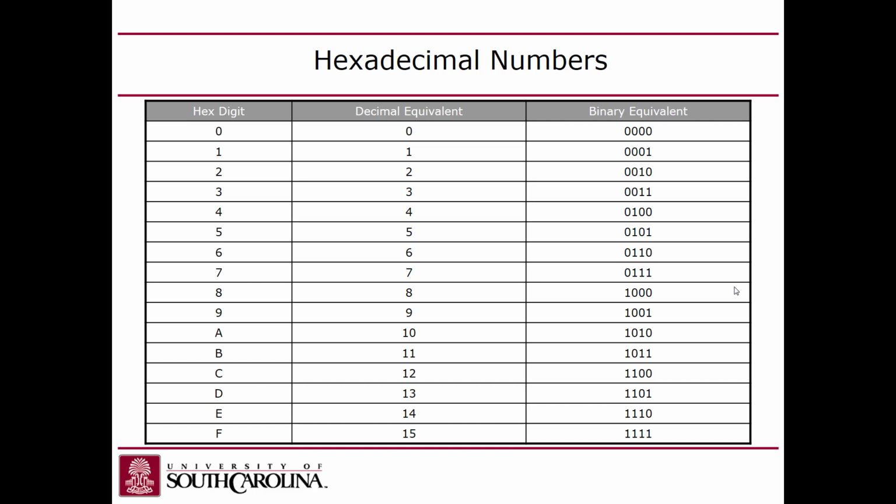So hex digit 0 to F. Decimal equivalent is 0 to 15. And then there's a binary equivalent. So C, what is C? 1100, it's 12. What's F? 1111. Right? Make sense?